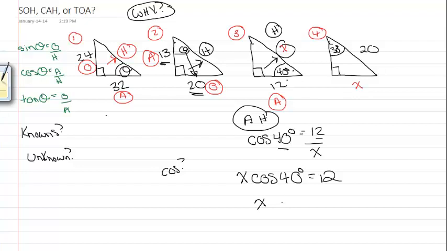Okay, and then finally you ask yourself, how is x attached to cos? It's attached to multiplication. By the way, cos is not attached to 40 degrees by multiplication. That's not right. So to get rid of this x, we can divide on the right side. Okay, so doing that will give you your final answer.